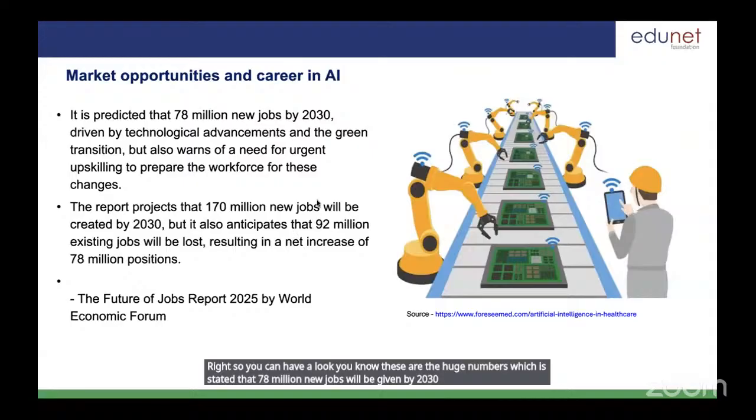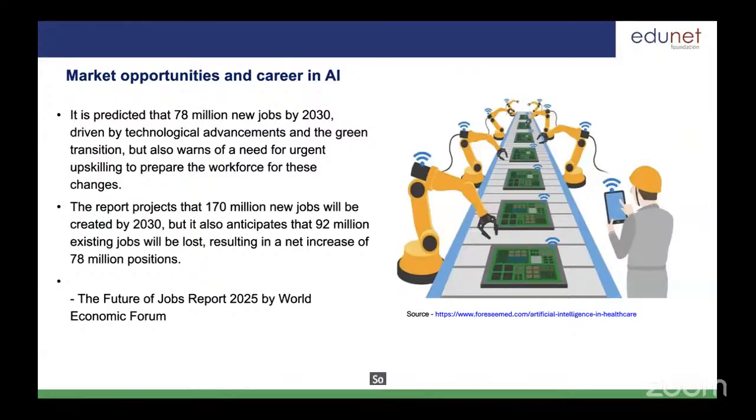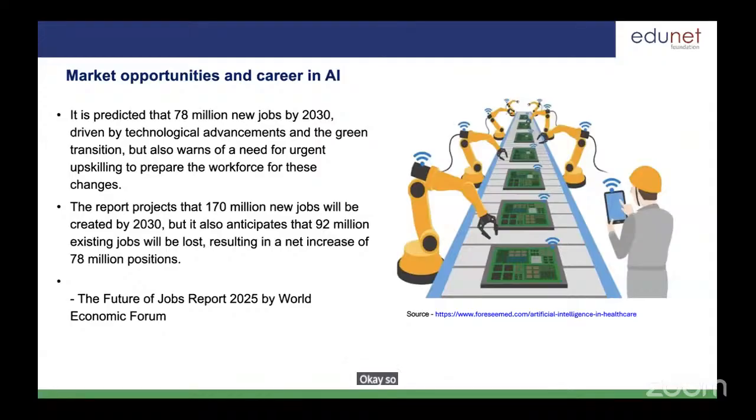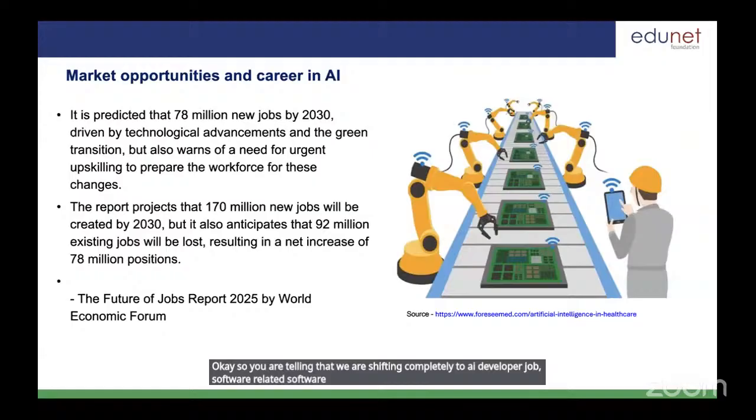Okay. And according to the report, can you tell me what jobs might go into the declining position? If 78 million new jobs are coming, what job postings will be gone? Okay, so you are telling that we are shifting completely to AI. Developer jobs, software related, software engineers, content writers. Okay, data entry can be taken out.